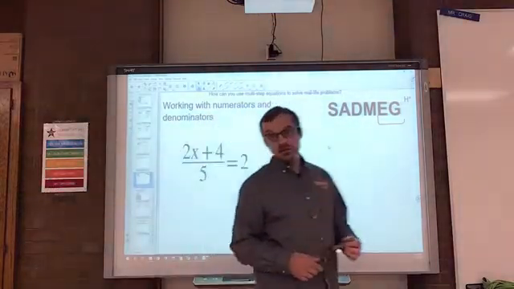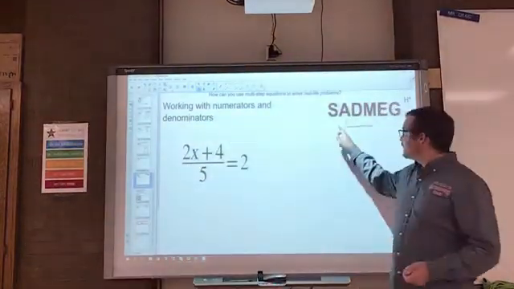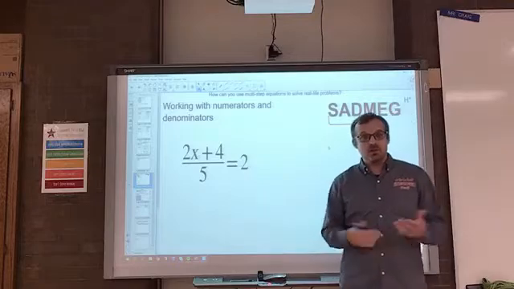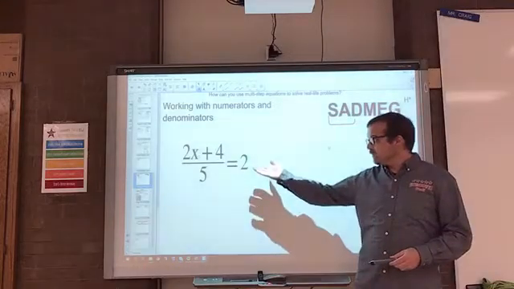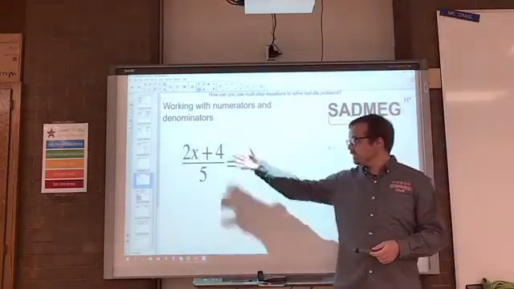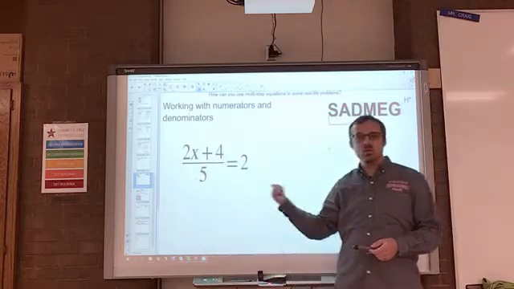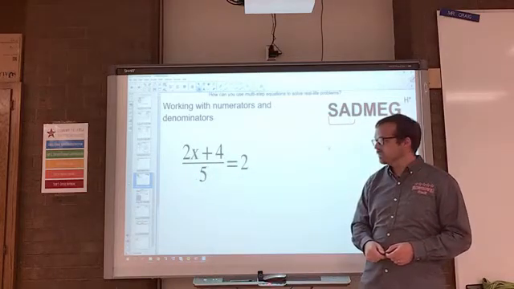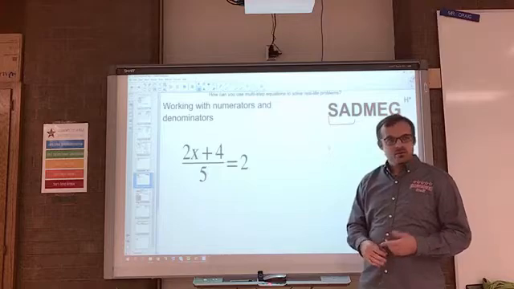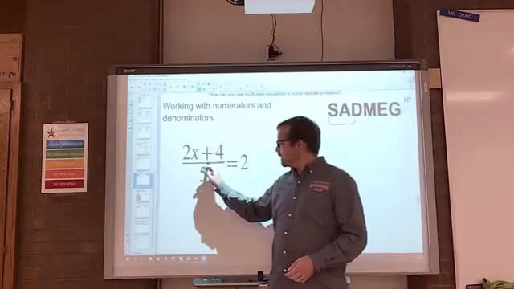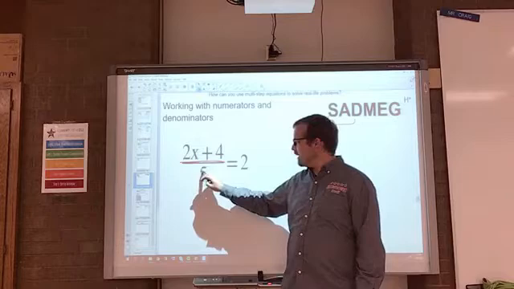All right, and we're still going to follow SADMEG, starting with our subtraction and addition and undo all that. But I would ask you first, looking at this equation, 2x plus 4, all divided by 5 equals 2, what makes that scary to you? Divide by 5 is crazy. It looks scary. Yeah, generally this big divide sign and divide by 5, right?